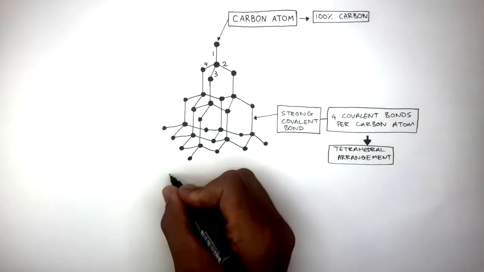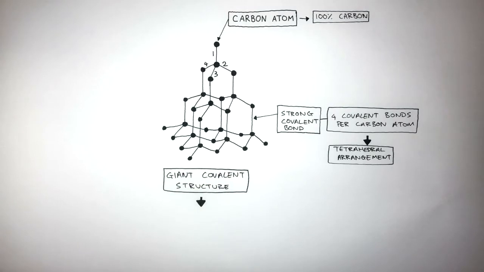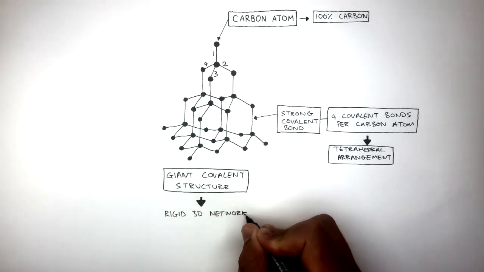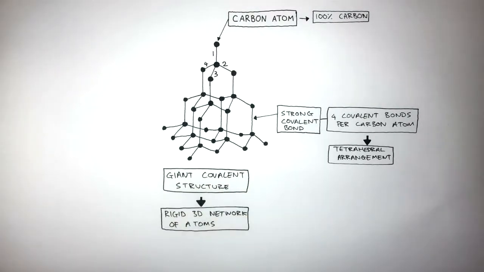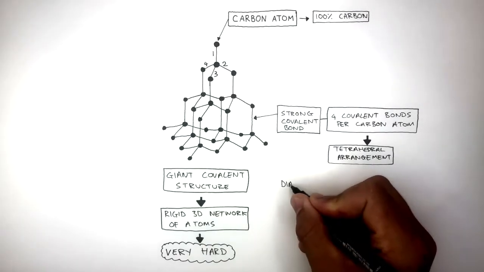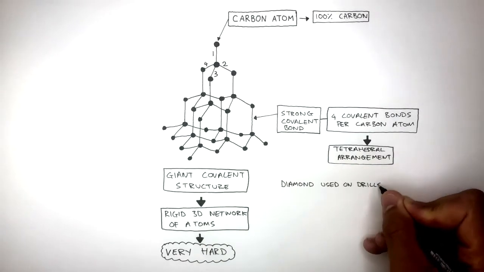Overall, diamond has a giant covalent structure, as there is a rigid 3D network of atoms. Overall, there is a huge network of atoms held together by strong covalent bonds. This causes diamond to be very hard, and this property allows diamonds to be used on drills.